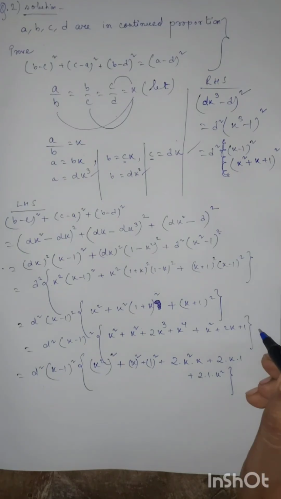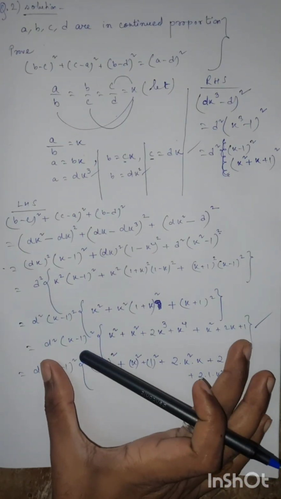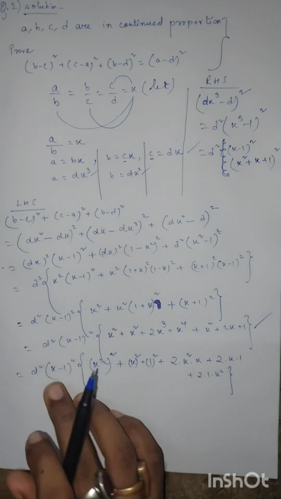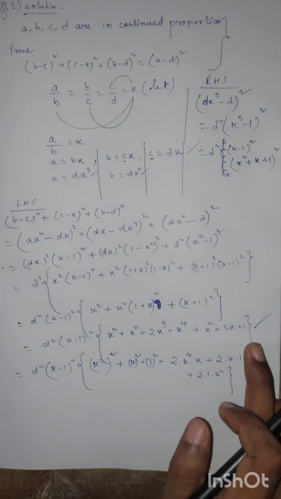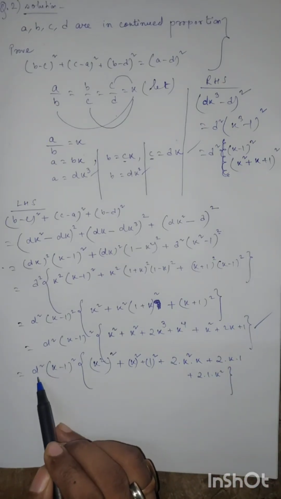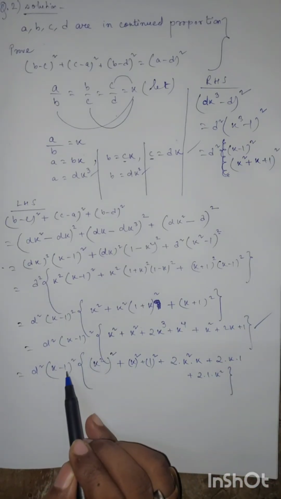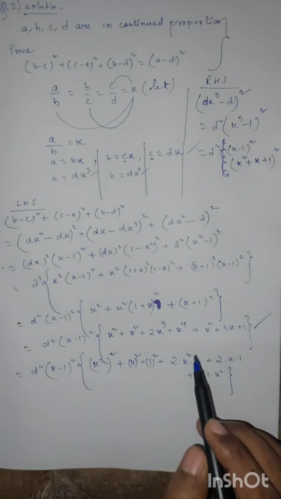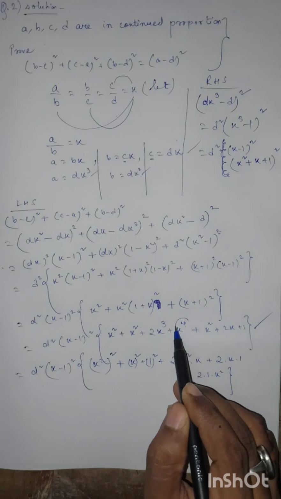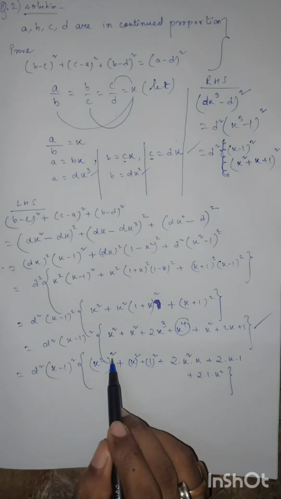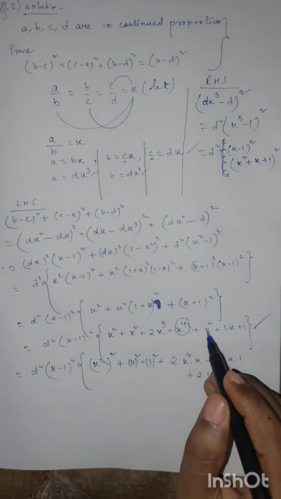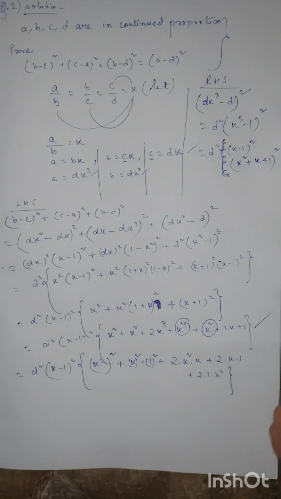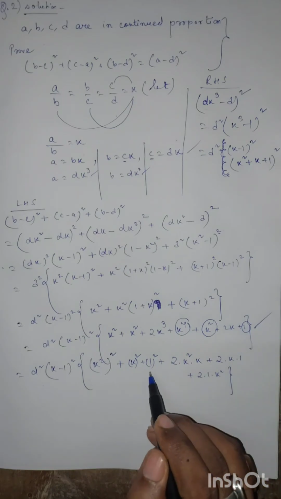Okay friends, so from this step we can write d square k minus 1 whole square, and inside the bracket we can write k to the power 4 as k square whole square, k square as k whole square, and 1 as 1 whole square.